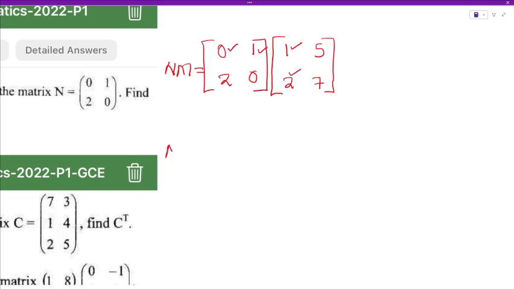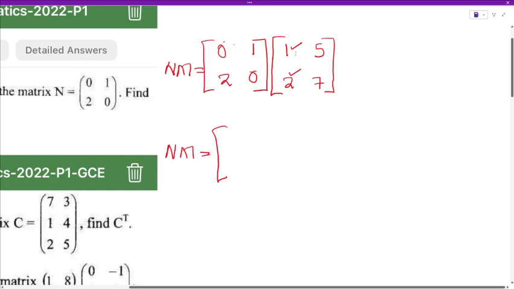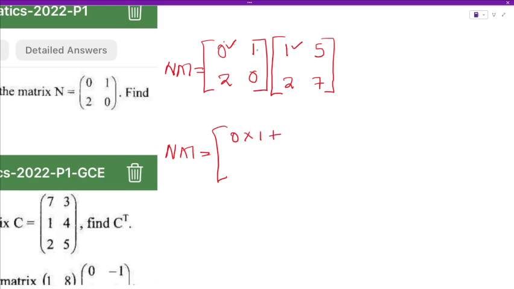So we're going to say NM is equal to, let me just clear up. We said the first one times the first one up here, so 0 times 1, then we add a plus because we still have another entry in that row, 1 times the bottom one, 1 times 2. Then at this point you proceed to the next one.